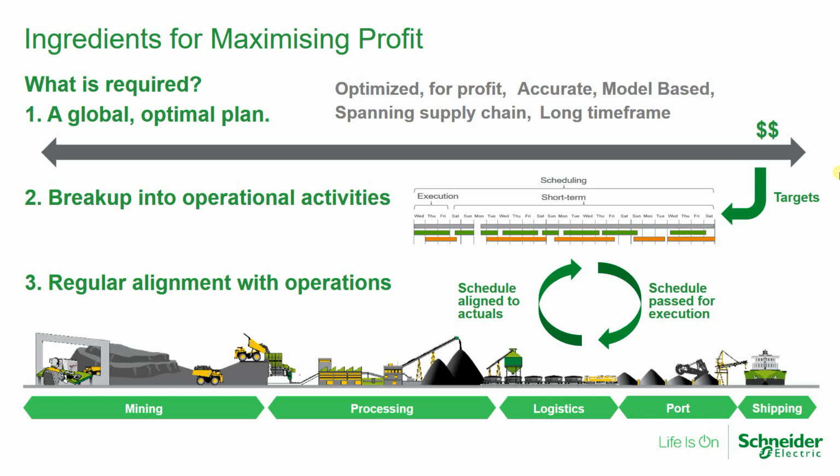Thirdly, what is needed is regular alignment with operations. Reality is always going to differ from any plan. This may be because what was executed may not have been exactly what was intended, or it may be that what has been delivered by the mine differs in some way from what was expected, or different ship arrival times. There needs to be a regular cycle of aligning the actual state of the system with the next schedule, and the task of scheduling is always to answer this question: what do we schedule next that will get us back on track to meet those targets that deliver the highest long-term profit?